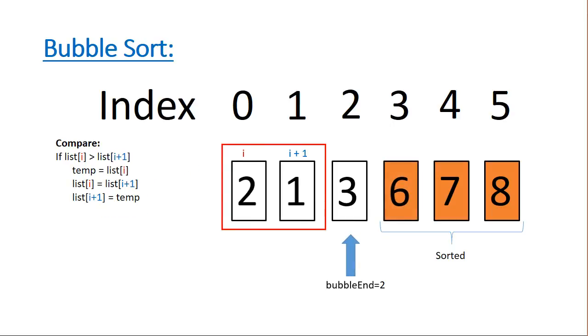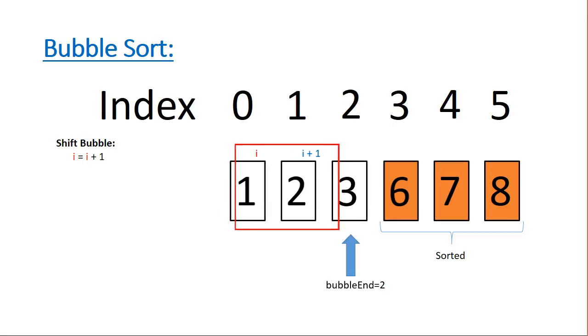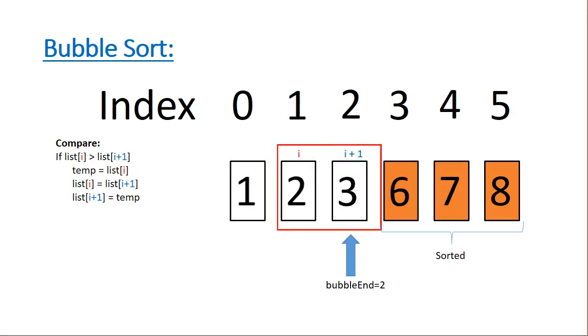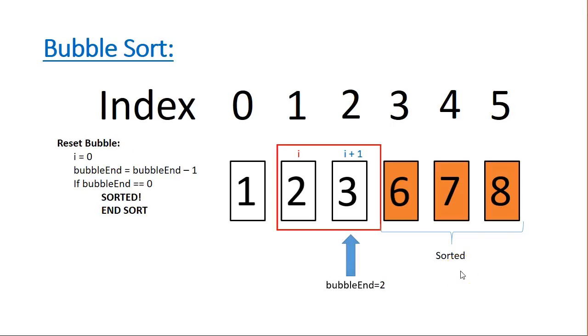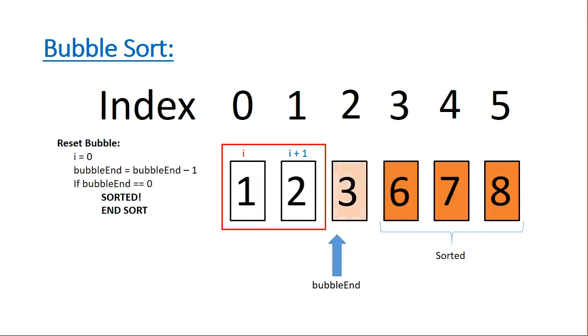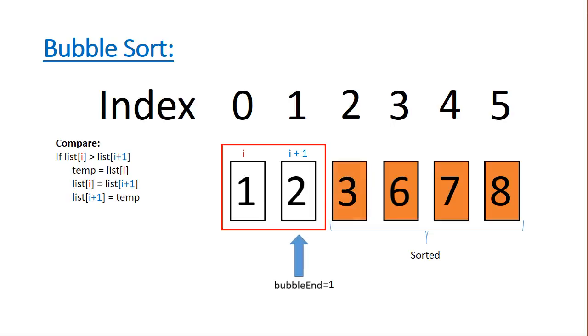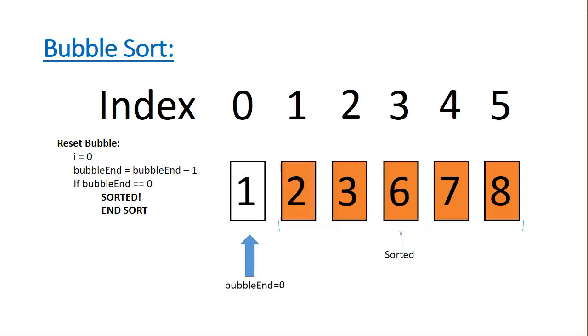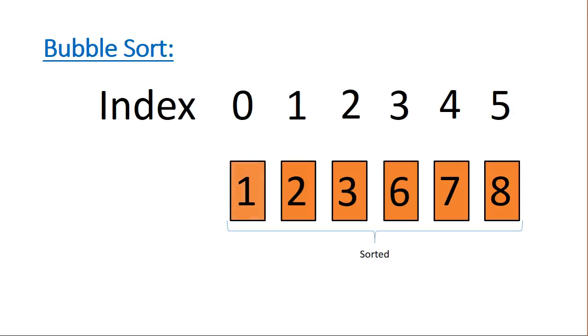So I move back to the start, shift my bubble end down. I'm going to compare these two values. They have to swap. I'm going to shift. I don't have to swap here. So 3 is now sorted. And now I'm going to shift my bubble down. I'm going to compare these two values. And they're fine, so I'm not going to do anything. And now look what happens to my bubble end. My bubble end is going to move to the end. So bubble end is equal to 0, meaning since I only have one element now, it must be sorted. So therefore, it's in the right position, and I've sorted my list. And that's the bubble sort.